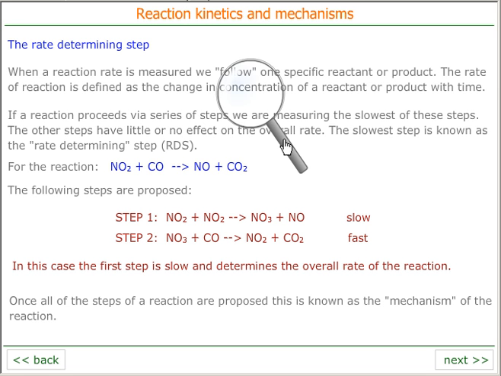If we take an example here, nitrogen dioxide plus carbon monoxide makes nitrogen monoxide plus carbon dioxide, we can propose these two steps. Step 1, two particles of nitrogen dioxide collide to make an intermediate, nitrogen trioxide, and nitrogen monoxide. This is a slow step. Then, step 2, the intermediate that was formed, nitrogen trioxide, collides with a carbon monoxide particle to make the products. Well, if the first step is very slow, it will be this step that determines the overall rate of the reaction. So we wouldn't expect to see any change in carbon monoxide concentration affecting the overall rate. Once we have a series of steps which seems to fit a chemical reaction, we call this the mechanism.